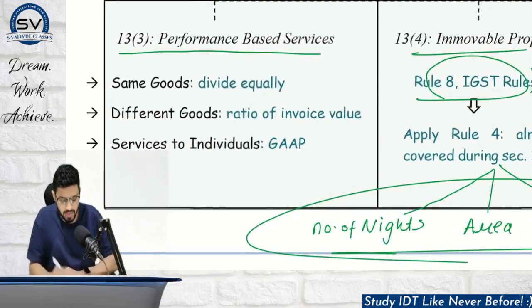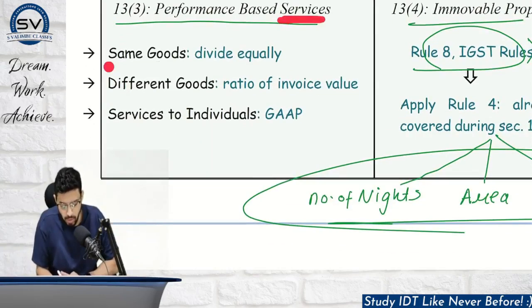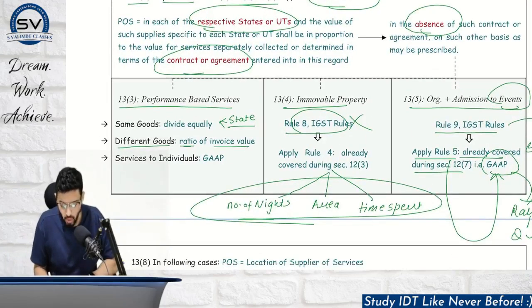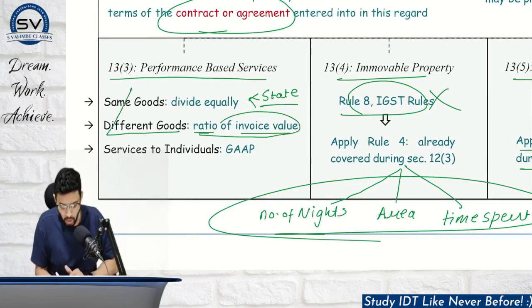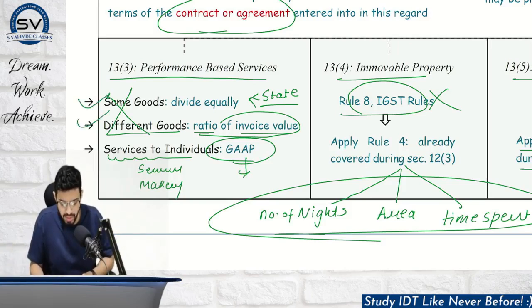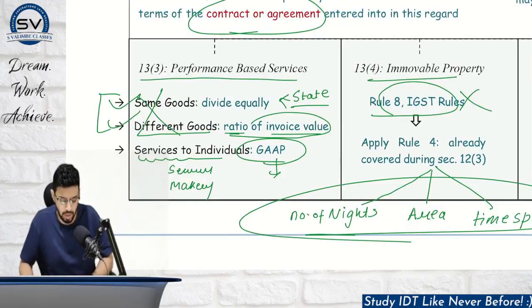With respect to performance-based services under section 13, meaning supplier or recipient is outside India. See, if this service is with respect to same goods, you have to divide it equally in each state. We will cover the example, please wait. If it is different goods, for example, different car servicing is being provided, then you have to see the ratio of the invoice value. And if it is not related to goods, if it is some performance-based service to individuals, like for example security, makeup service, then apply GAAP. Again, this will be given in the question because these are general accounting principles. Let's cover examples with respect to these 2 points because this is testable in your exam.